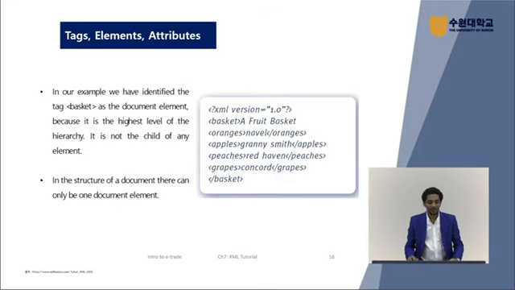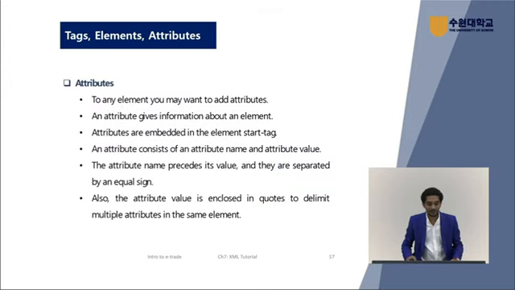In this example we have identified a tag called basket as the document element, because it is the highest level of the hierarchy and it is not the child of any element. So we have the highest element, or highest hierarchy, here, and we have the nested ones, right? In the structure of a document there can only be one document element, okay?